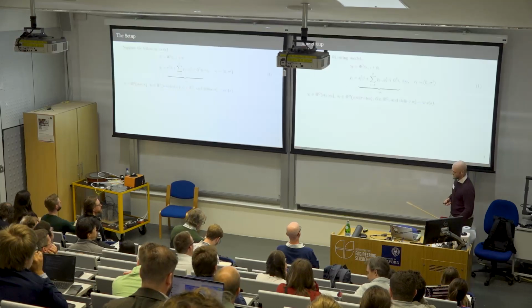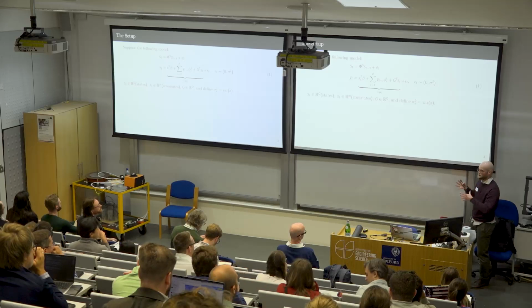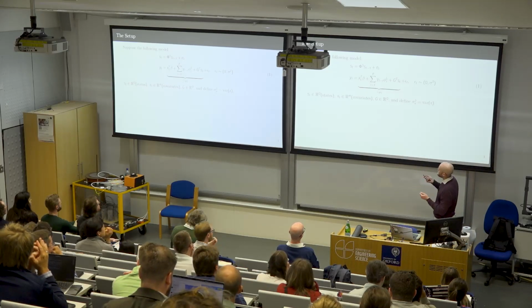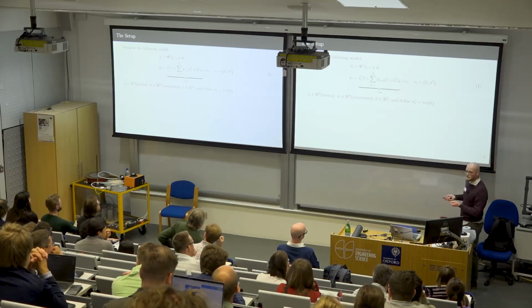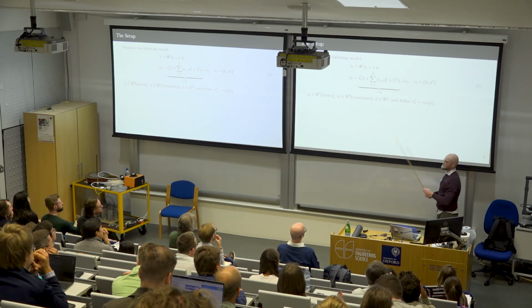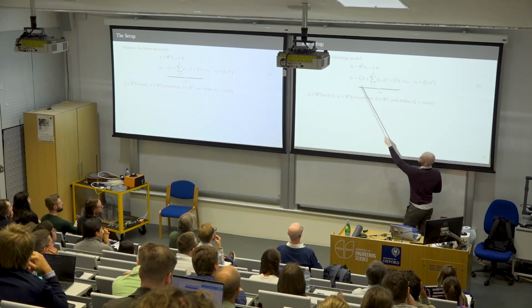Right. So let's try to fix ideas with the model we want to form the prior over. So we assume that we have some outcome y_t, which is modeled by a linear predictor containing 3 different components. One is just like a simple linear regression type component. One is something that models the lag correlation structure. And then one is the contribution of the states.